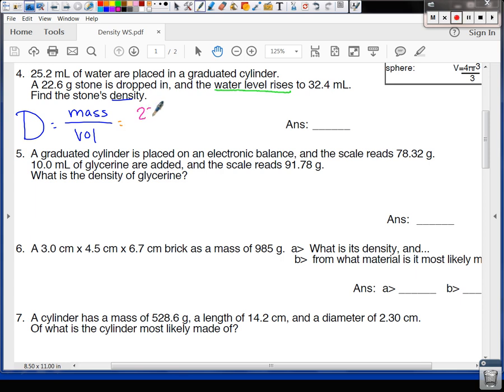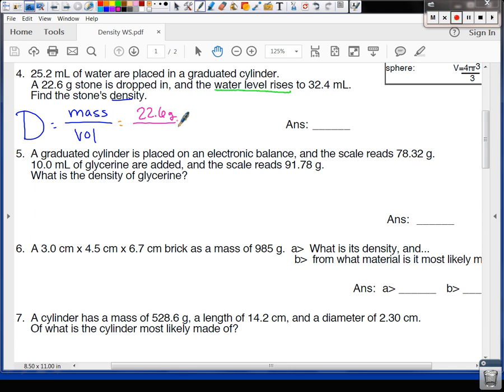So 22.6 grams. Now, why can't we take the milliliters and just plug it right in? How many of them are there? There's 2 of them. Well, I'm going to ask a dumb question. Which one is it? It's a trick question. It's neither one of them. What is this called? Water displacement. Okay? So how would you find the volume of that stone?